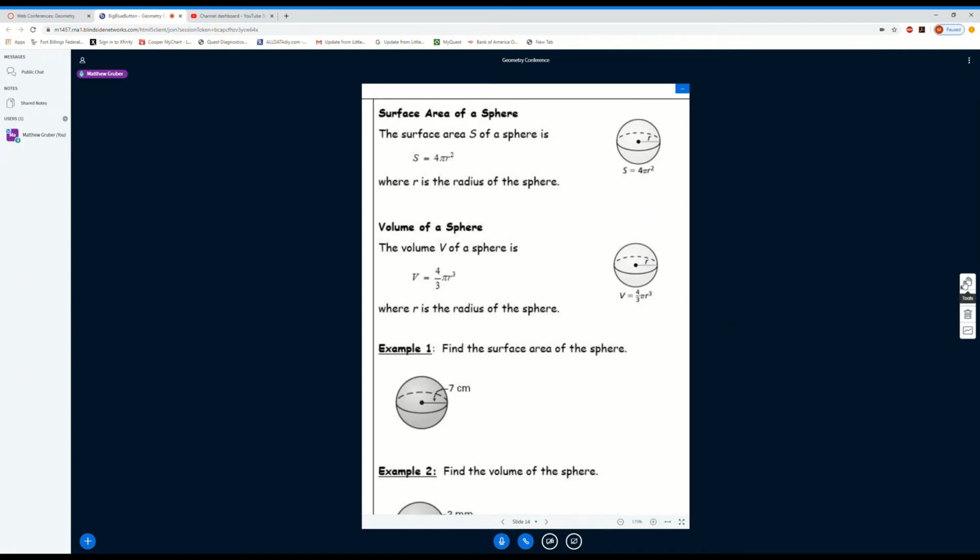So find the surface area of this sphere. Well, the surface area of a sphere is 4 pi r squared.